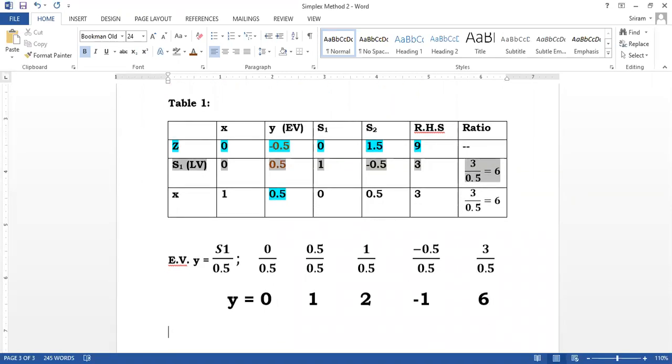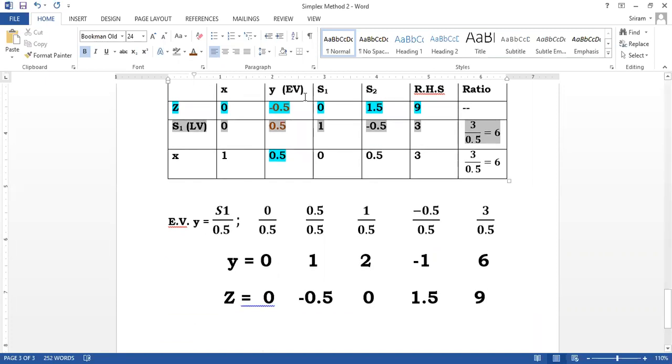Now we are going to find the value of Z. How to find the value of Z? We are going to take the old row as it is. What is the old row here? Let me take it in the equal place so that you can understand. What I am having now: 0, minus 0.5, 0, then 1.5, and the last number 9.